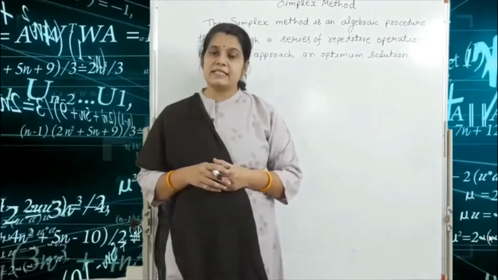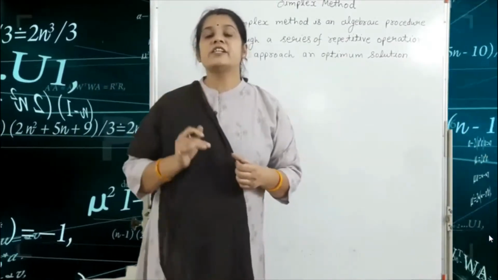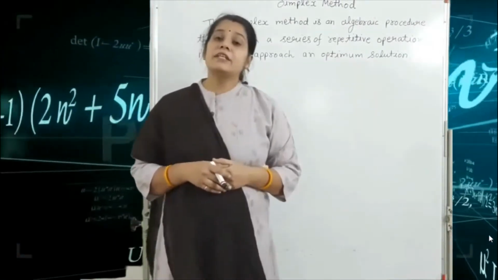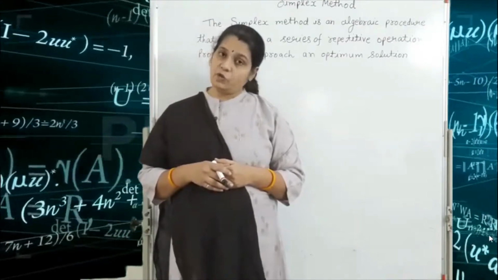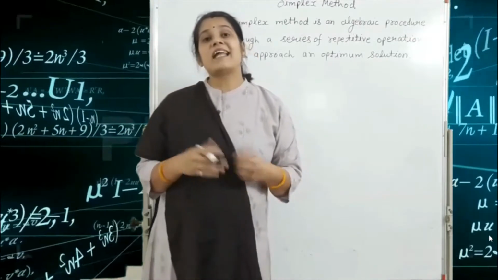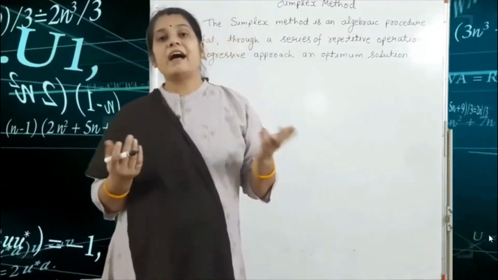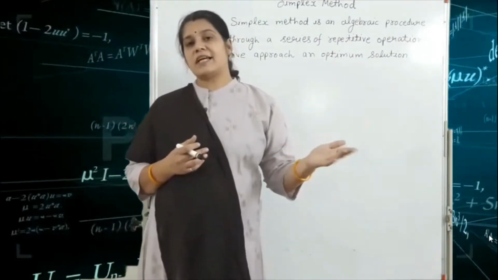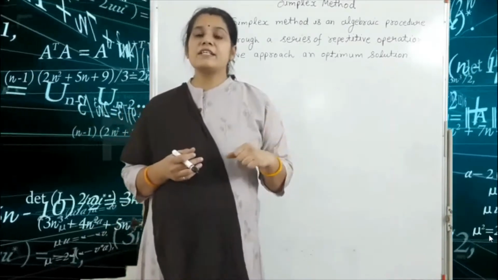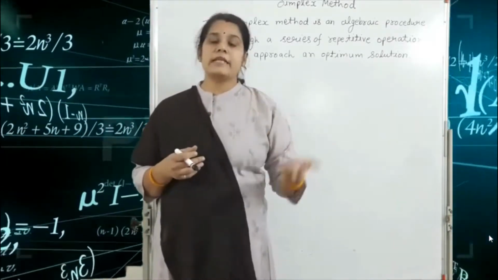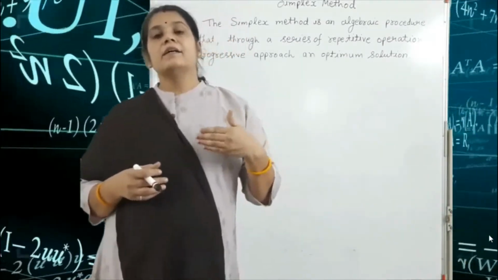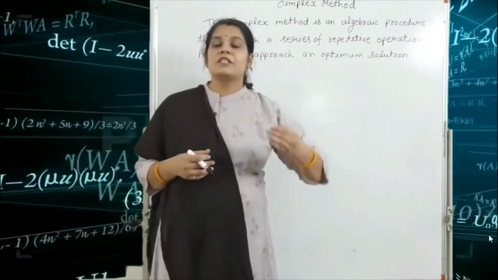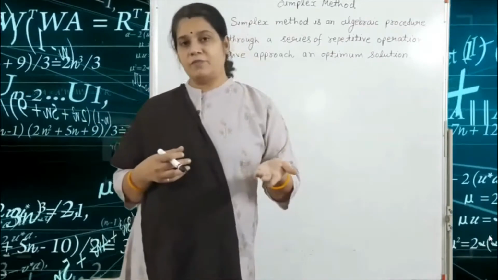The second point is to set up the initial table. First we make the initial table with the help of slack variables. What is the meaning of slack variable, surplus variable and artificial variable? One by one we will discuss these types of variables. Next, after making the initial table, we apply the procedure for finding the optimum solution. This process is repetitive.